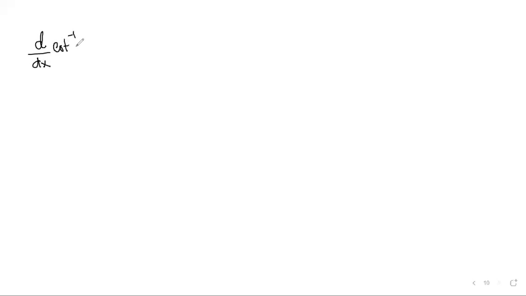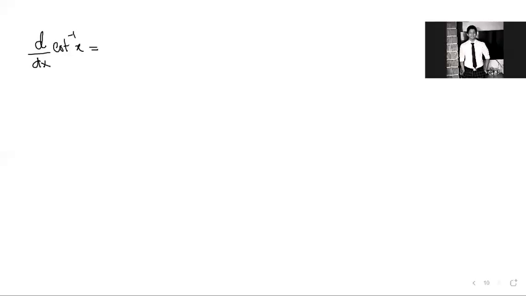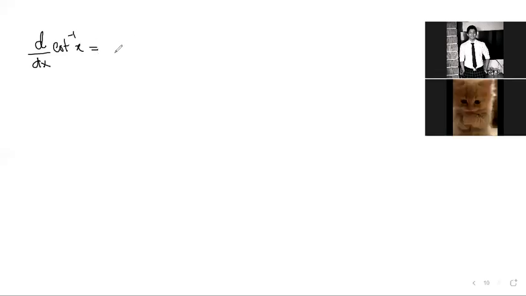Derivative of cot inverse x. Give me the answer for this. Chaitanya, you're there in the class? Yes, sir. Can you tell me the derivative of cot inverse x? Minus 1 upon 1 plus x square. So what will be the derivative of cot inverse u? It will be minus 1 upon 1 plus u square into derivative of u.